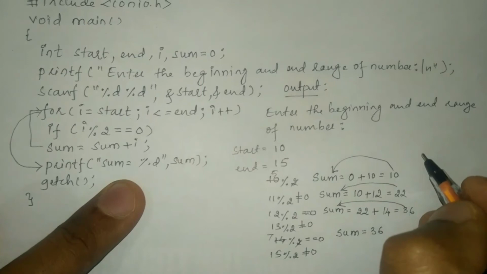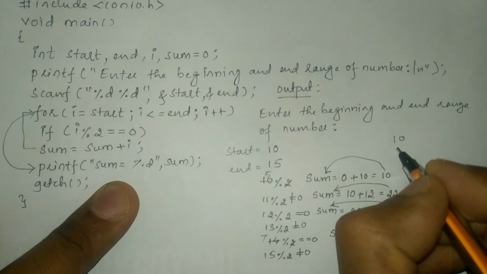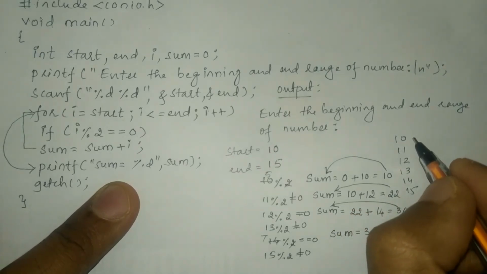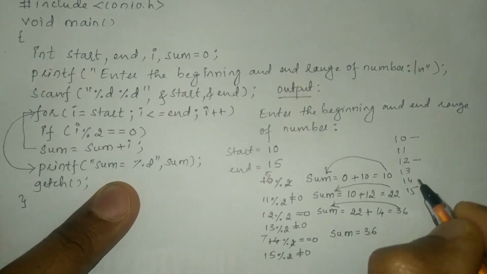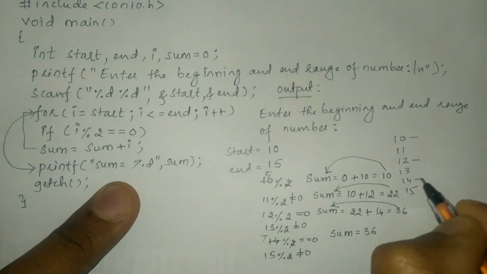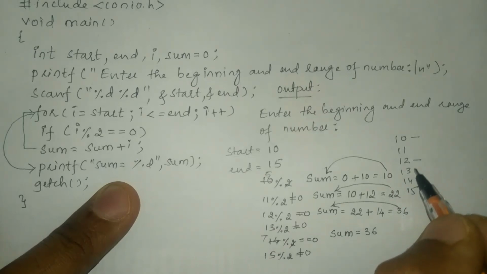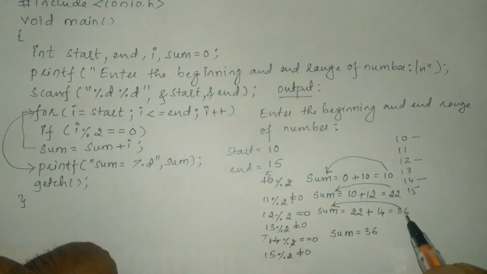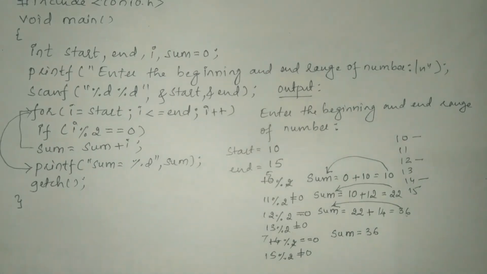So how exactly it works here is, you can see in the range of 10 to 15, we can write 10, 11, 12, 13, 14 and 15. So here the number which is exactly divisible by 2 is 10, and exactly divisible by 2 is 12, and exactly divisible by 2 is 14. So these are the even numbers. 10, 12 and 14 are the even numbers in between the range of 10 to 15. Hence we are going to add 10, 12 and 14. So that gives us 36. Now let us execute this program and see the result.